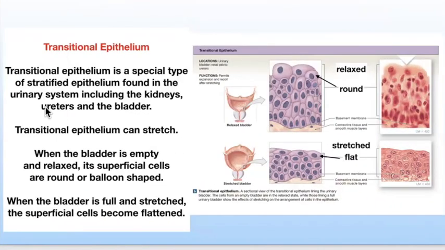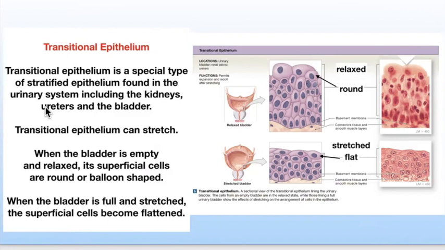Transitional epithelium is the other special type of epithelium. It is a type of stratified epithelium, and it is found in the urinary system, including the kidneys, the ureters, and the bladder. The ureters are the tubes that carry urine from the kidneys to the bladder.